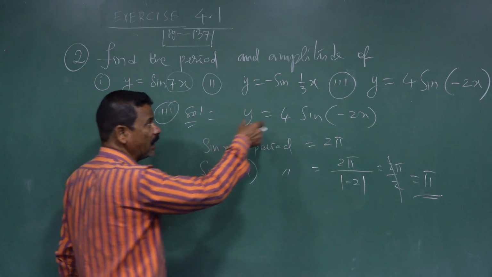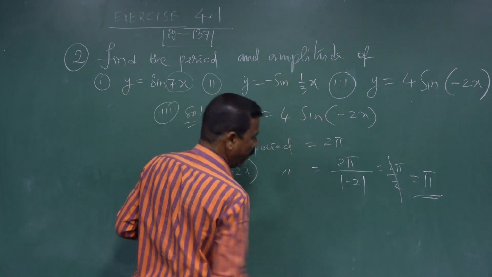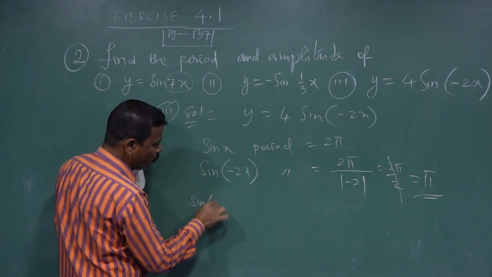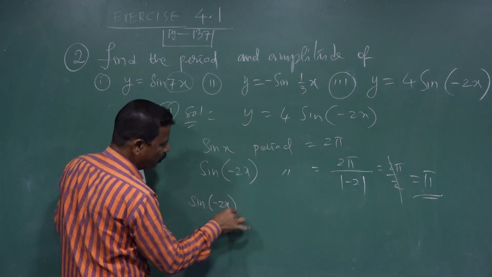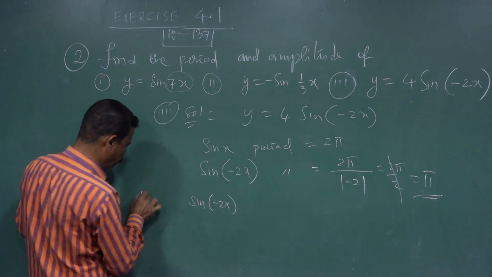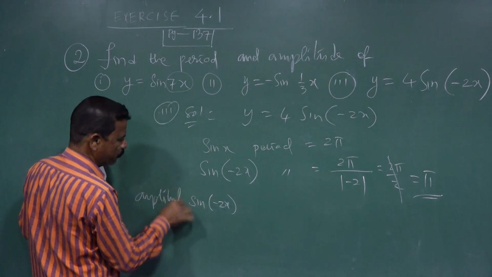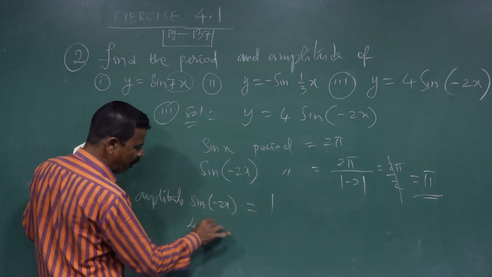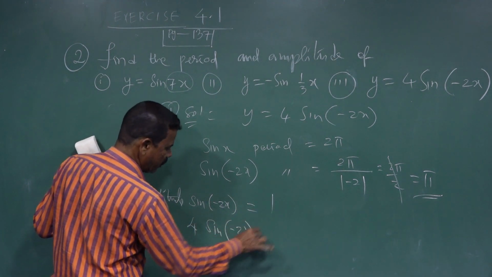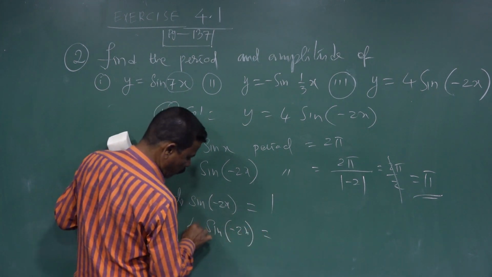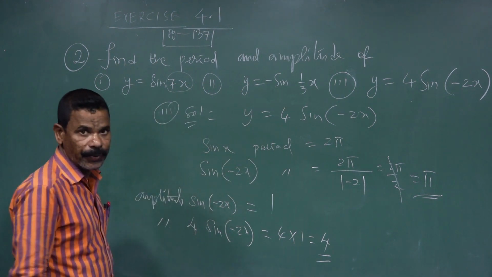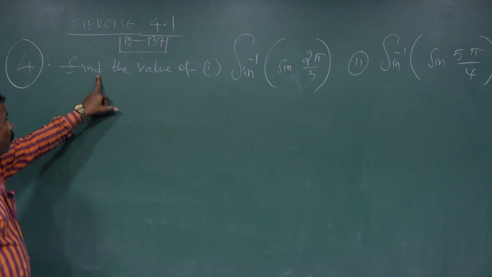After that, he is asking amplitude. Amplitude for sin of minus 2x is equal to 1. But 4 is there as multiplication. 4 into sin of minus 2x is equal to 4 into 1, which is 4. 4 is the amplitude.